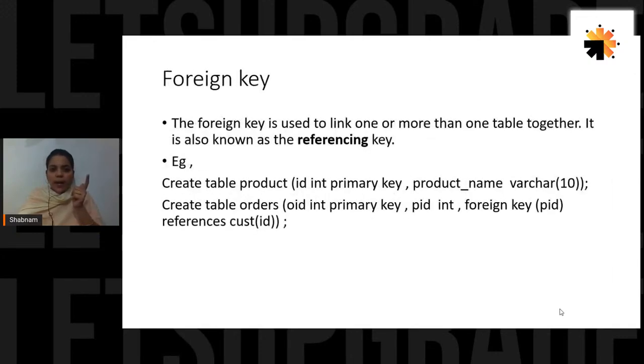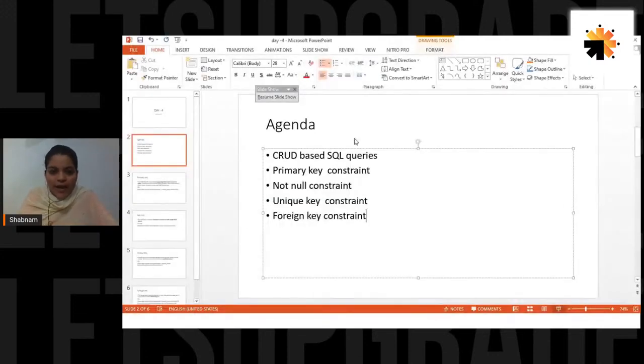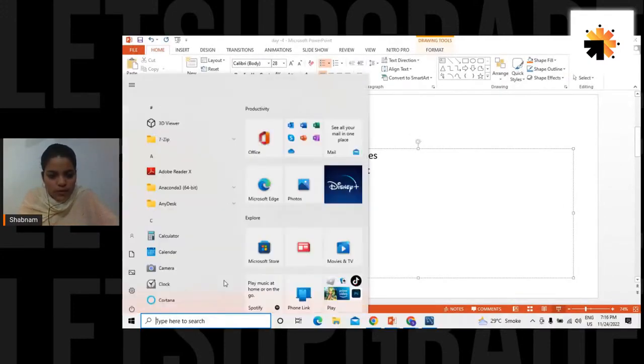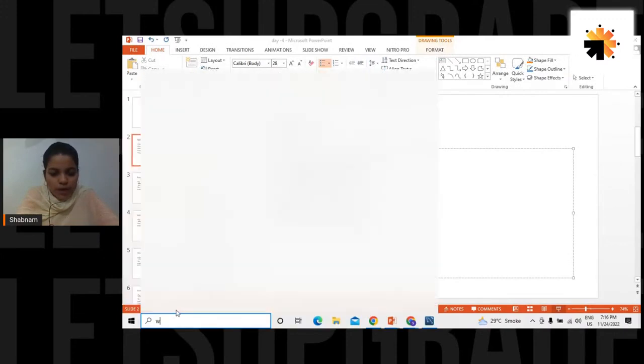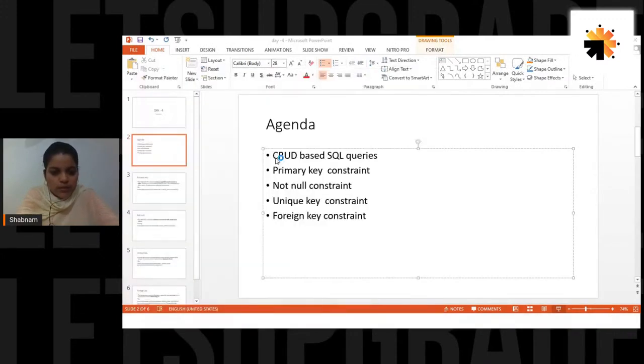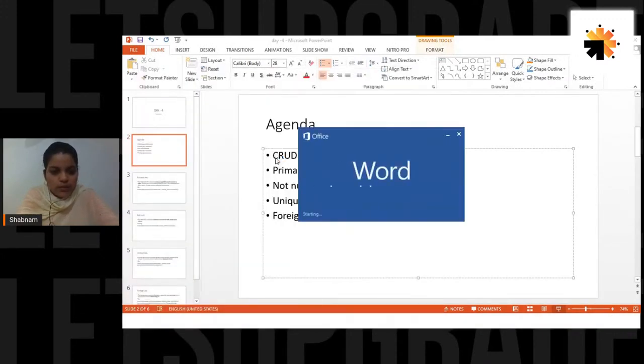Now ideally what happens, see, a foreign key is used to link one or more than one table together. All right, one or more than one table together. Okay, fine. I give you one rough example. Look, I give you one rough example. I have two tables. So let it get open quickly.